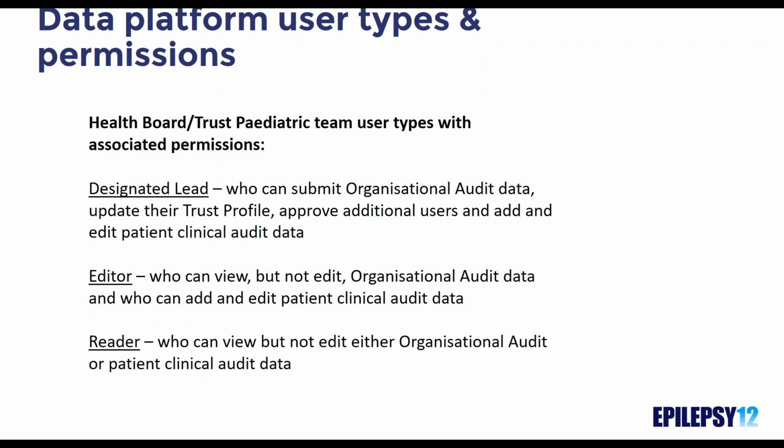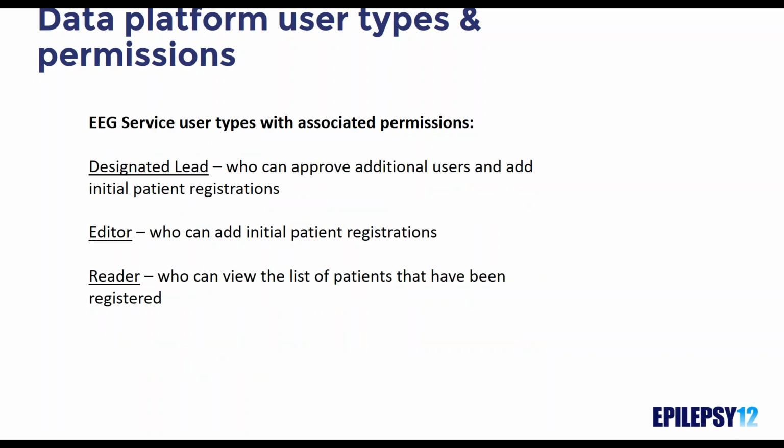We have full guides on user registration and different user-associated permissions available on the Epilepsy12 website. But in summary, for health board, trust, paediatric teams, there are 3 user types, which are designated lead, editor, and reader. And each of those have distinct user permissions. There are also 3 similar user types for EEG services with their own user permissions, as you can see here.